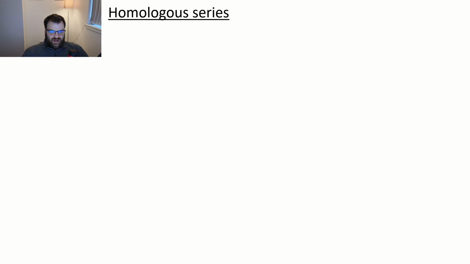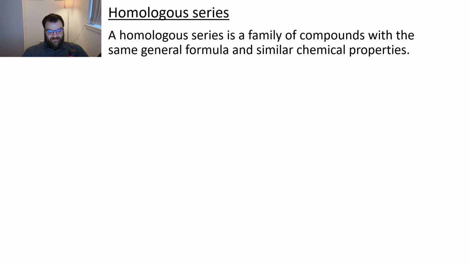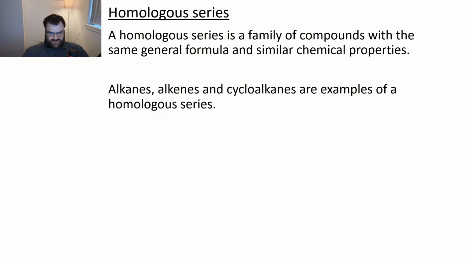Next definition is homologous series. A homologous series is a family of compounds with the same general formula and similar chemical properties. Examples of these would be alkanes, alkenes, and cycloalkanes. Watch out for whether they're asking you to give an example or to give the definition.